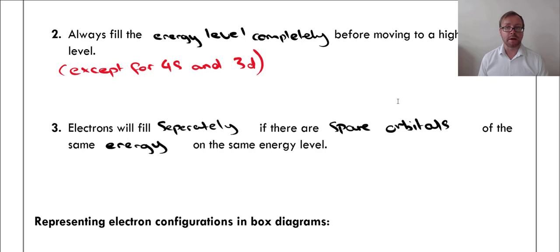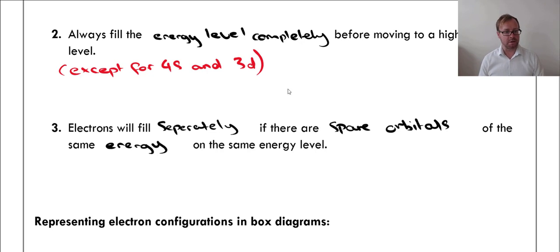Just on that point, I'll ask a question, see if you can work it out. Why will these electrons fill orbitals separately before pairing up? Have a think about it. Okay, I'm sure you've worked that out, and the answer is because electrons are negatively charged, so they will repel from each other. So they want to be as far apart as possible.